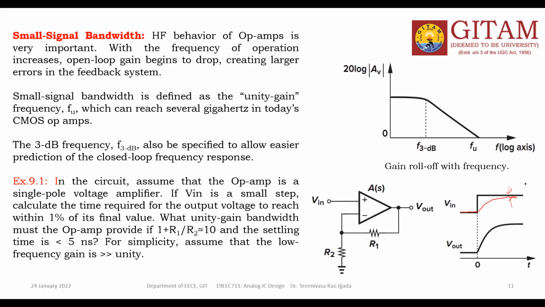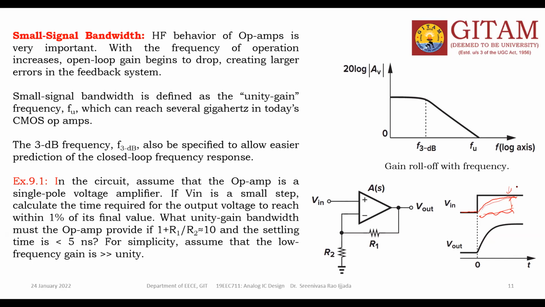So we need to allow some error. That is 1% of the final value. So at what time can you have this much? What is this time for your output to reach the input's final value? That is the one we should measure.